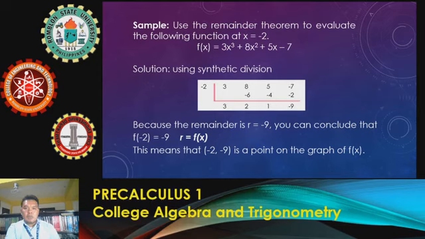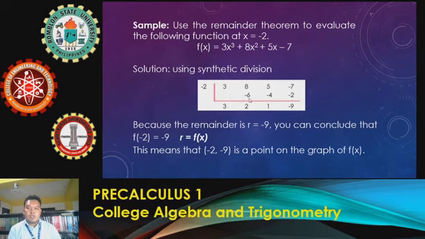So, use the remainder theorem to evaluate the following functions. So, x is equivalent kay negative 2. So, function natin ay 3x cubed plus 8x squared plus 5x minus 7. So, for synthetic division, 3 yung dito, 3, then 8, then 5, then negative 7. Then yung divisor natin is negative 2. So, negative 2 yung ano natin dito. Then, bring down 3.